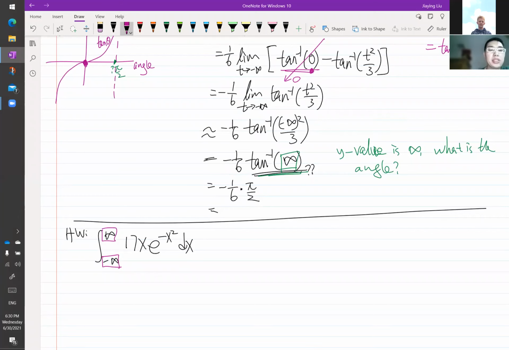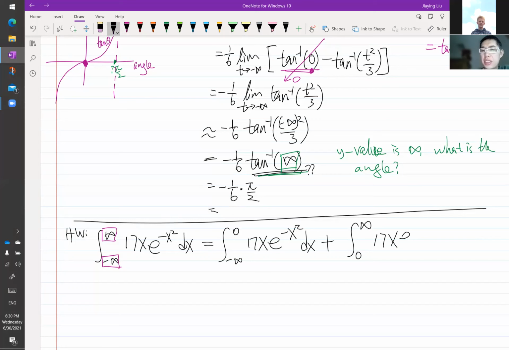Let's just pick a value in the middle to divide it into 2 intervals. So I'm going to pick 0. I'm going to write this as the integral from negative infinity to 0 of 17x e to the negative x squared dx plus the integral from 0 to infinity of 17x e to the negative x squared dx. Now, it's okay to write like this if both of them are convergent.